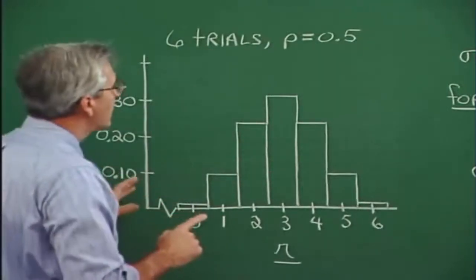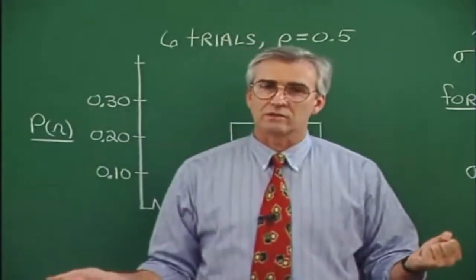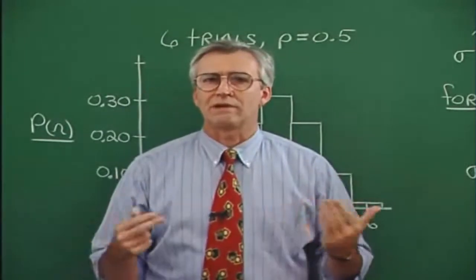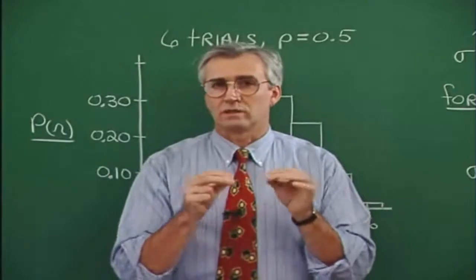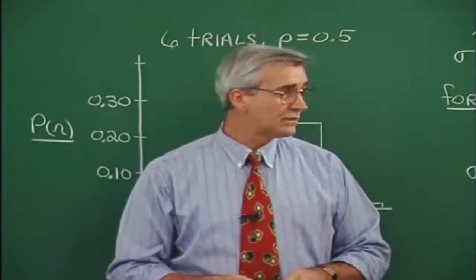And it turns out, though, that if there are many trials, even if the p-value is a little bit away from 0.5, a bit different from 0.5, the graph is going to look symmetrical if there are enough trials involved in the situation.